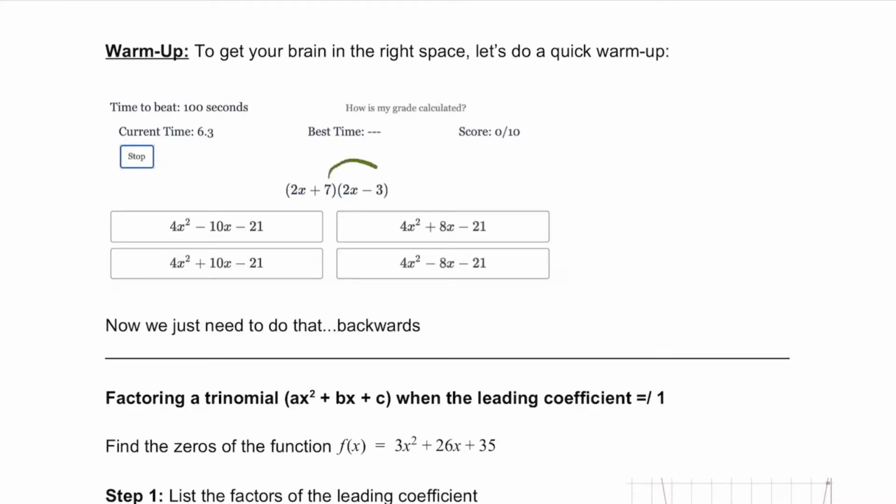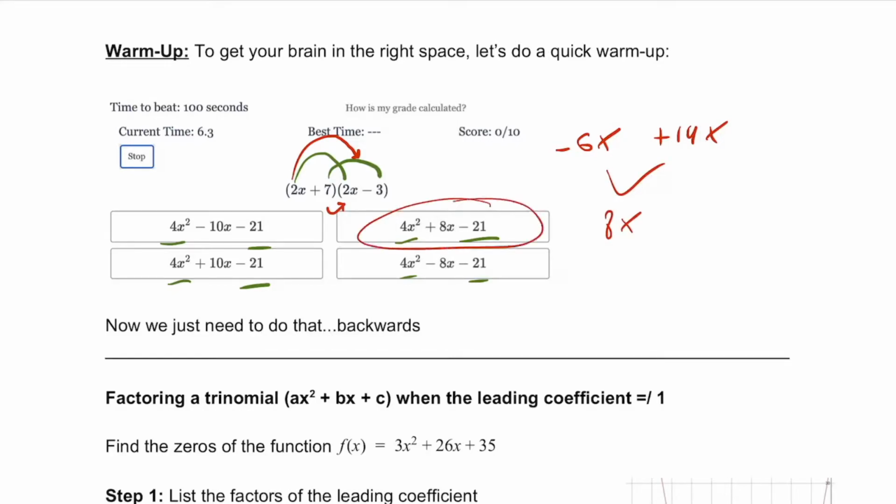Notice the end term is easy. 7 times negative 3. These are all negative 21. So we can't eliminate any answers. The first term is easy. 2x times 2x, 4x squared. So what these are testing is your ability to quickly say, what are my two middle terms going to be? I'm going to have 2x times negative 3 to make negative 6x. And we're going to have 7 times 2x to make plus 14x. So negative 6 and 14 combine to make positive 8x in the middle.